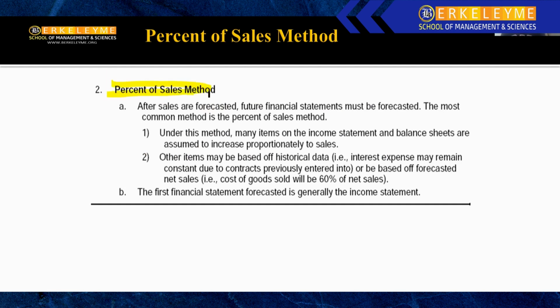Then we have another method called the percentage of sales method. This is getting popular. For example, you say my sale is 10,000, so I will take a percentage, maybe 6%. There is a way to do it. It says after sales are forecasted, future financial statements must be forecasted. Obviously, sales is for the income statement. Once you have an income statement, you can make a balance sheet. And from the balance sheet and this income statement, you can make a cash flow.